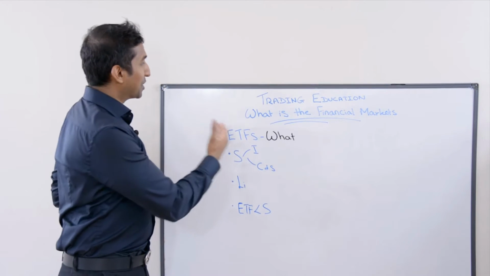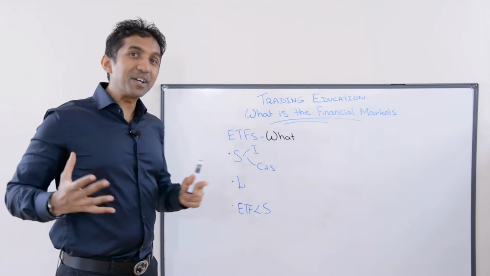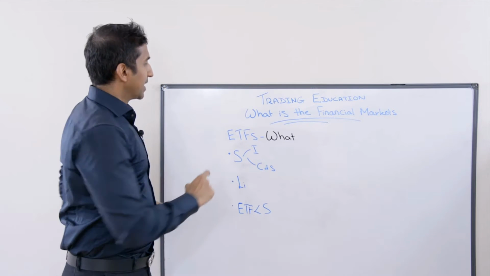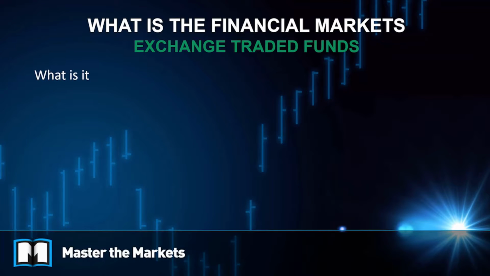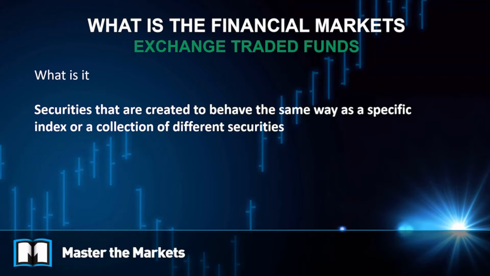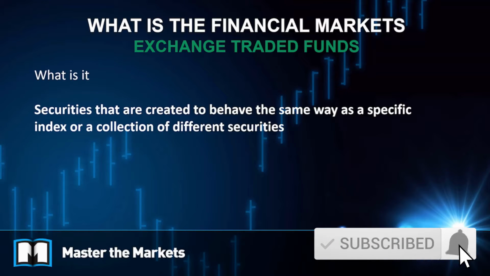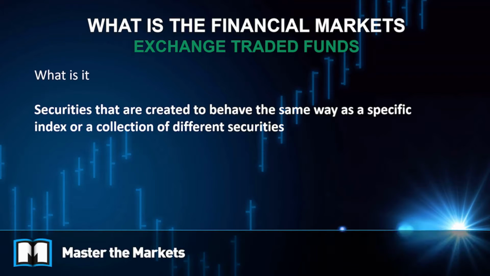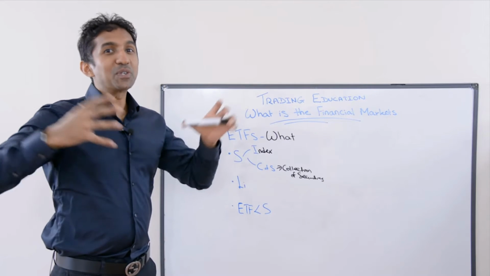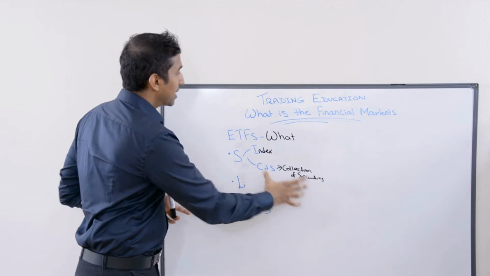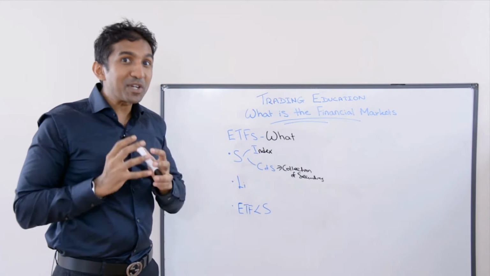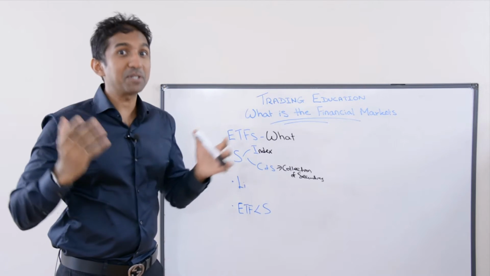In this video, we're going to be talking about the exchange traded funds market and what it is. Exchange traded funds are basically securities that have been created to behave the same way as an index, for example the Dow Jones or the FTSE, or a collection of securities. This could be various securities, it could be stocks, indexes, or foreign exchange. Different types of them are bundled up and then represented as an exchange traded fund price that you see on the chart moving.